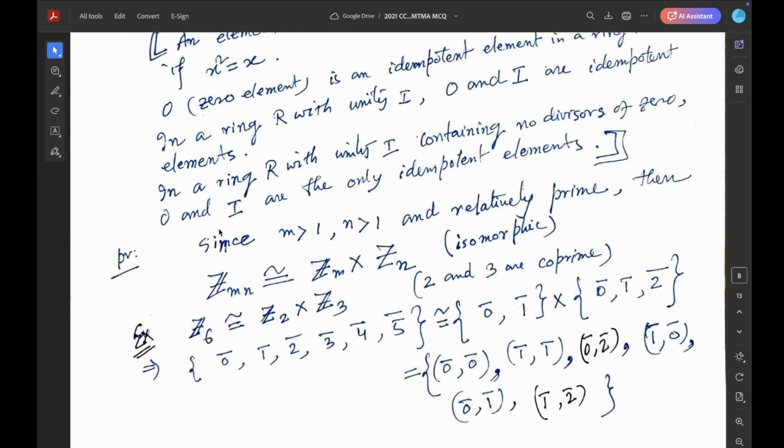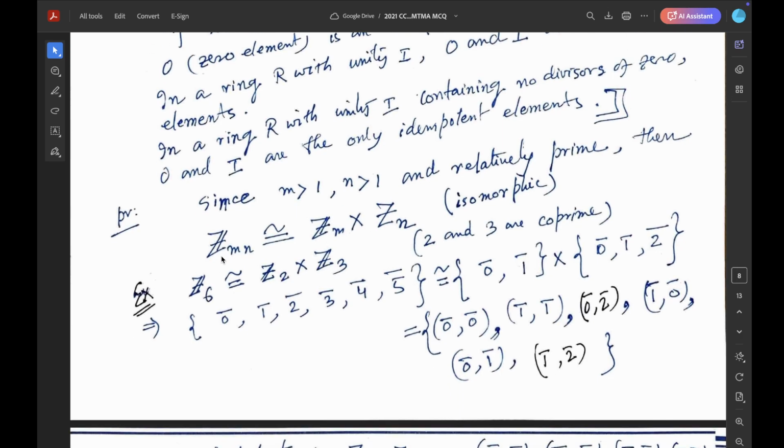Now, here m is greater than 1, n is greater than 1, and m and n are relatively prime, then Z_mn is isomorphic to Z_m cross Z_n. Here Z6 is isomorphic to Z2 cross Z3. Now Z6 contains class 0, class 1, class 2, class 3, class 4, class 5, and Z2 contains class 0, class 1, Z3 contains class 0, class 1, class 2.